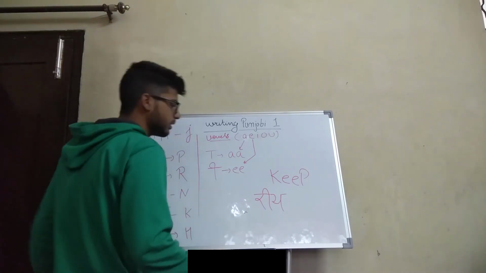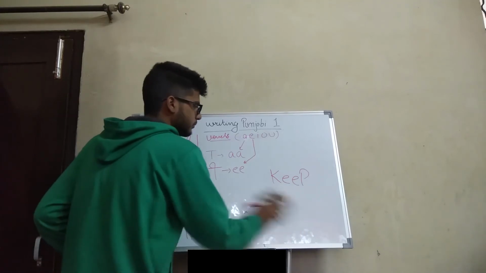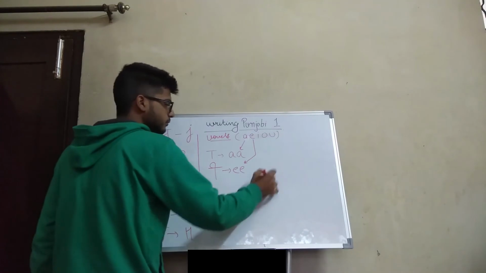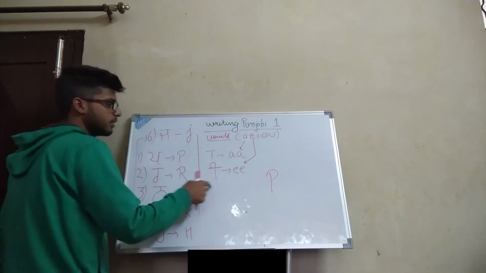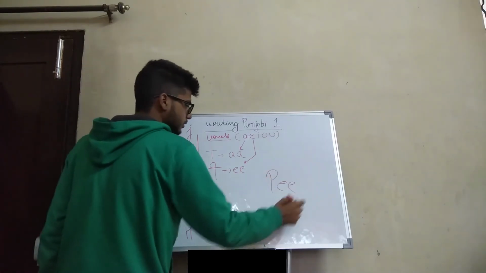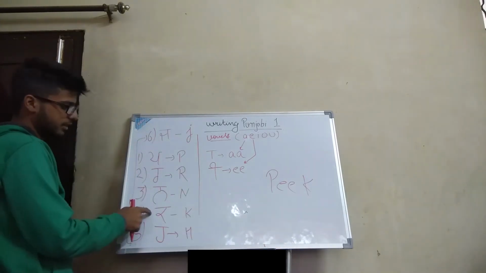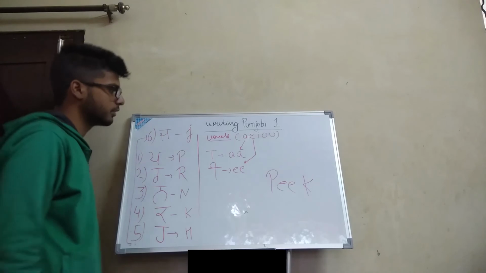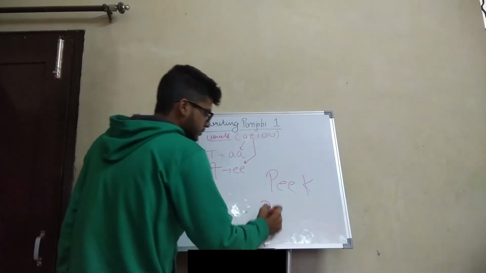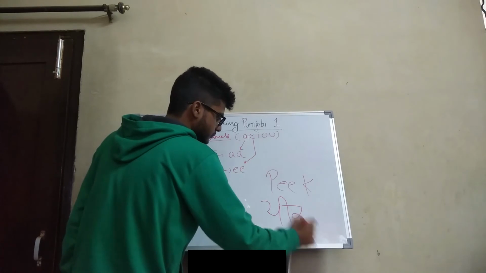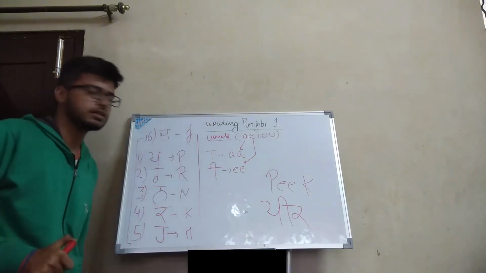What about peak? You need P, this double E, and K. It's here, fourth one. This is peak.